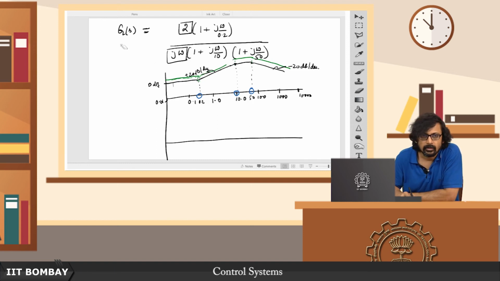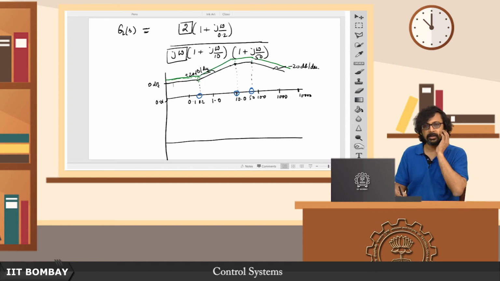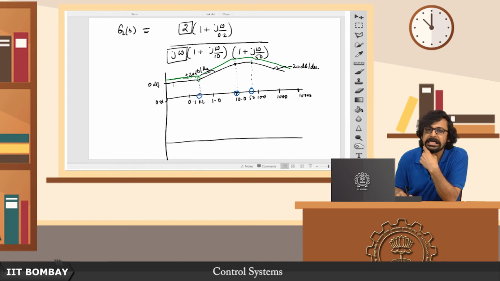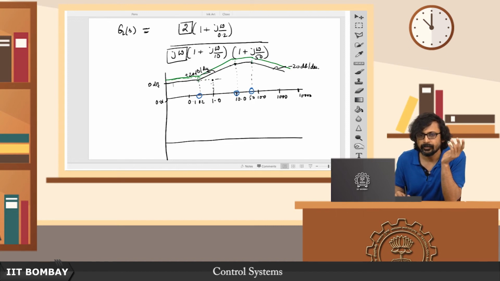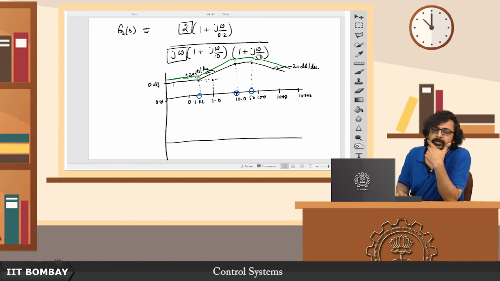Okay, so let me draw that a little better. Okay, that's good. But now we are yet to account for this integrator. How do we account for this integrator? Now you know that one thing is for sure, that at omega equal to 1, this integrator must pass through the 0 dB line. The only thing that we have to now add is the integrator.